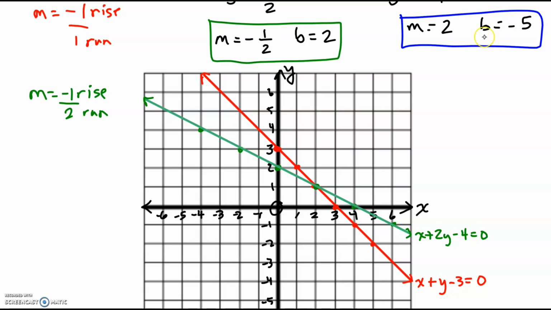Okay, the last one is b equals negative 5 for my y-intercept, and my slope is 2. So we remember that if I have a slope of 2, we put that over 1. So I have a rise of 2. That means I'm going up 2 and a run of 1 to the right 1. And we'll just continue till I have enough points to draw a line.